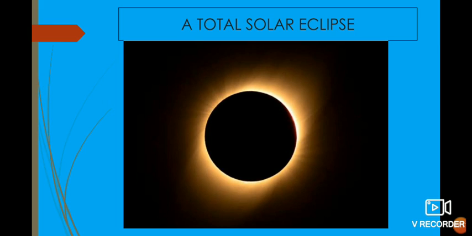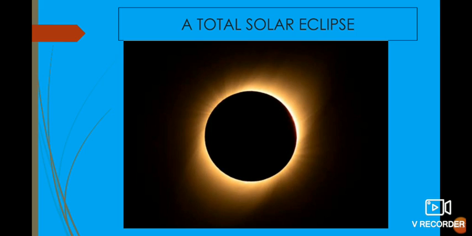Do you see this beautiful picture? What do you think this picture is? Yes, it is a solar eclipse. It is a beautiful picture, isn't it? But what does this picture have to do with light or shadows?